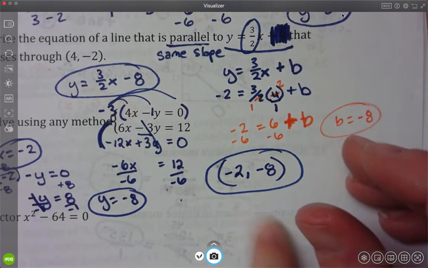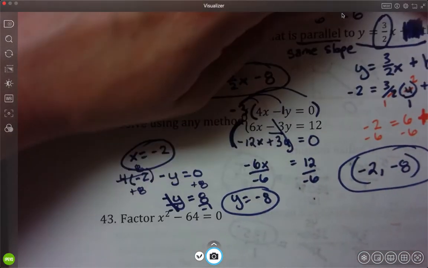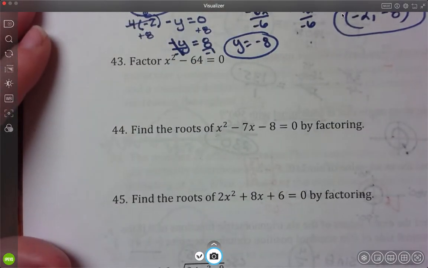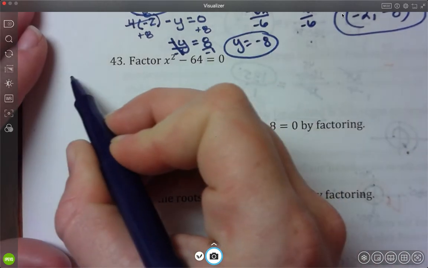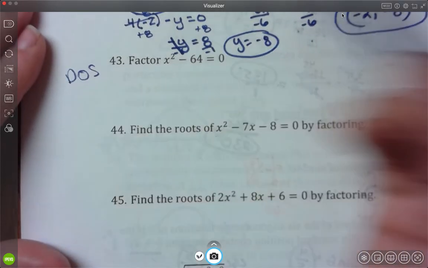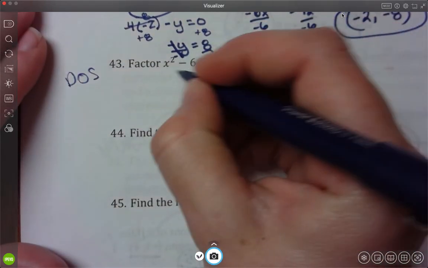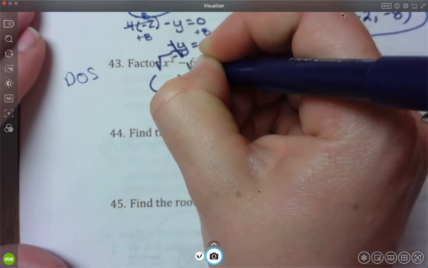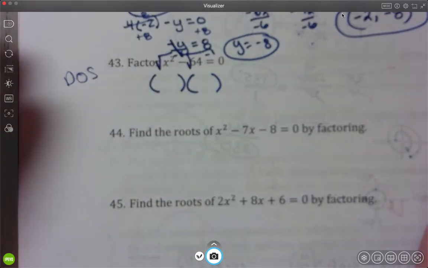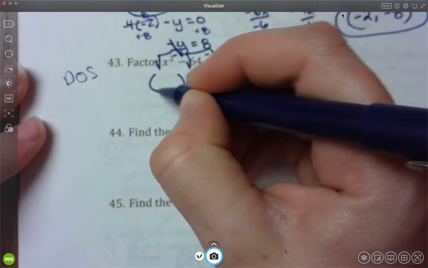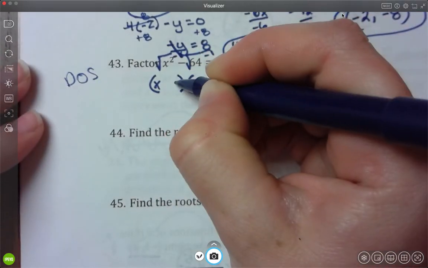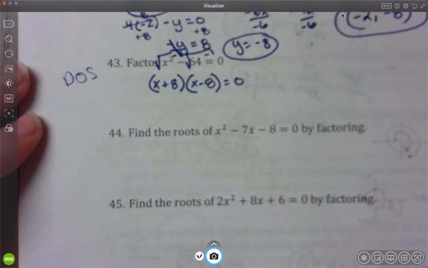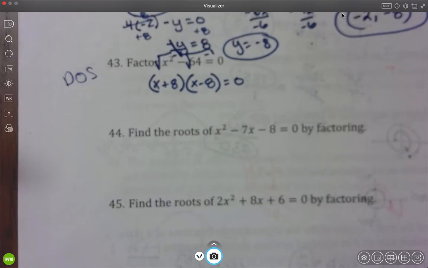All right, 43 and 44 and 45 are all factoring. So x squared minus 64. This guy is a difference of squares. I know that because I can take the square root of x squared and I can take the square root of 64, and it's minus in between them. So the square root of x squared is x, the square root of 64 is 8. One of them is plus and one of them is minus. And now that I have them factored down, I just set both pieces equal to 0.